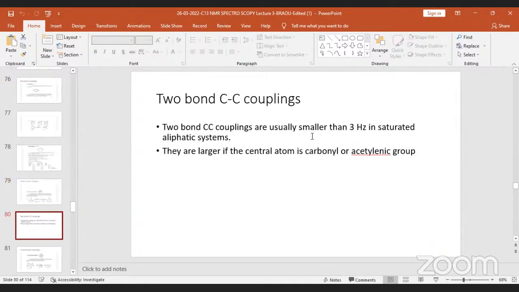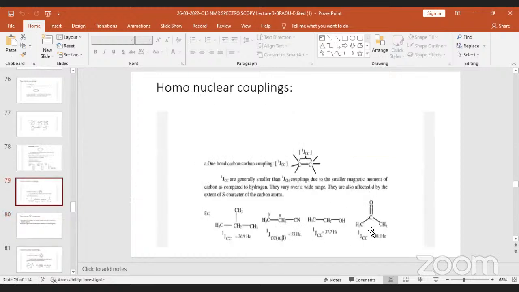So 2 bond CC couplings are usually smaller than 3 Hertz in saturated aliphatic systems, but they are larger if the central carbon is a carbonyl or acetylene group. That is what we have seen. If the central carbon is carbonyl or acetylene, they will be more.